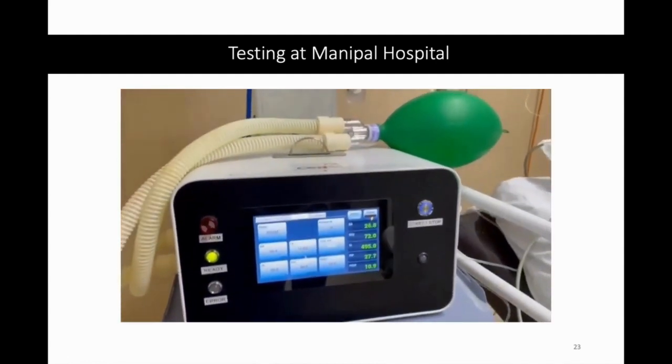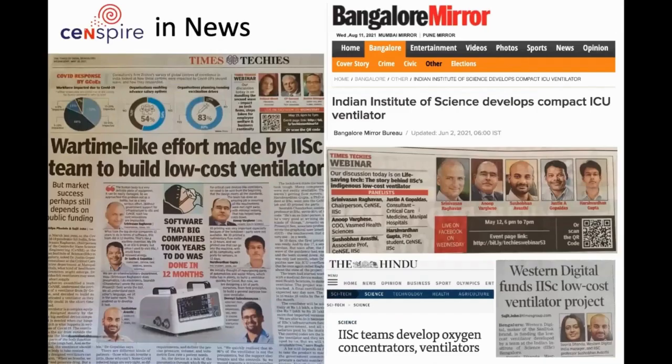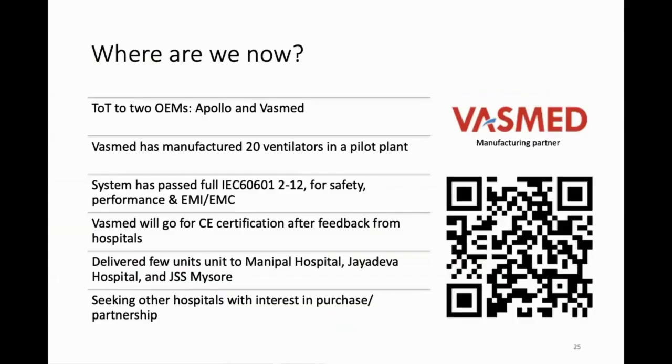They got a lot of pressure along with it, and with that, we finally were able to transfer the TOT to two companies, Apollo and Basmet. For whatever reason, Apollo did not take it forward, and that also happens. So this was free TOT. There was no money. It was all given for free. But that doesn't mean everybody's going to do it. 4 or 5 people talked to us about it. 2 took TOT, and 1 actually put it into production.